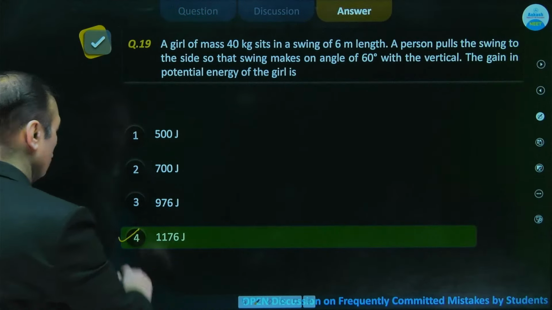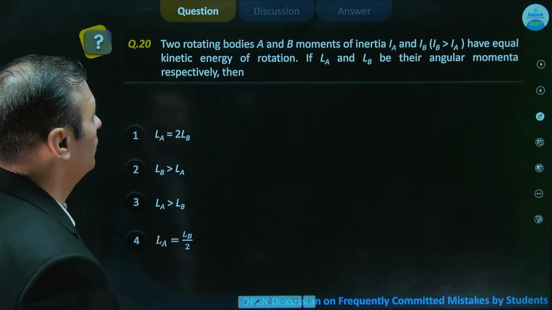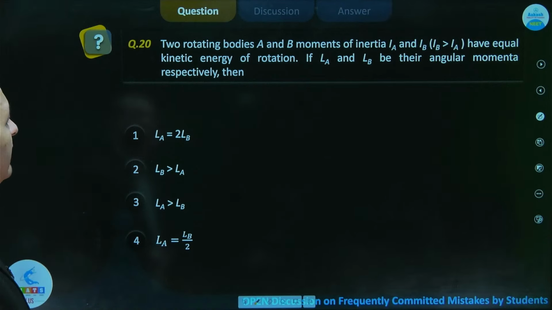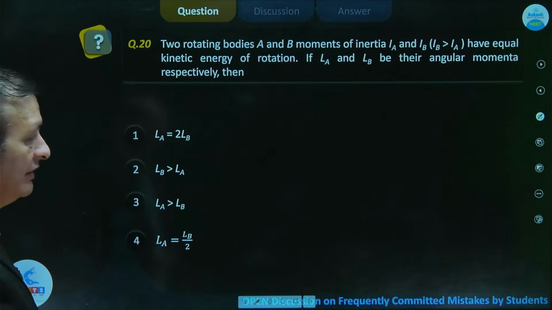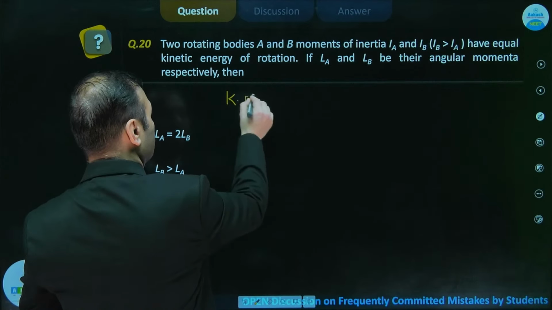So this is the option. Now the next question says two rotating bodies A and B, with moments of inertia IA and IB, where IB is greater than IA, have equal kinetic energy of rotation. If LA and LB are their angular momenta respectively, then, okay. So I am talking about the rotational kinetic energy.